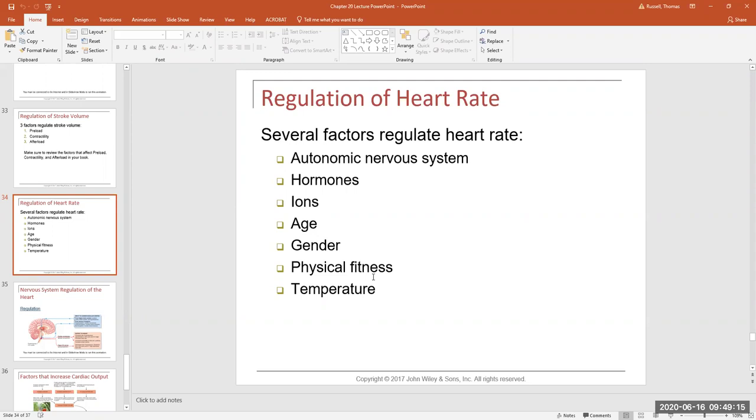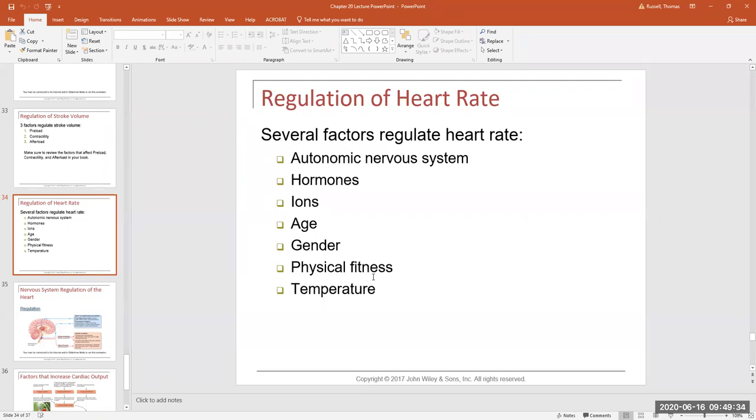And so a trained athlete or a person that works out all the time and is healthy, their heart can beat less times per minute, but pump the same volume of blood. So how can that be? Well, it means that their stroke volumes are higher.